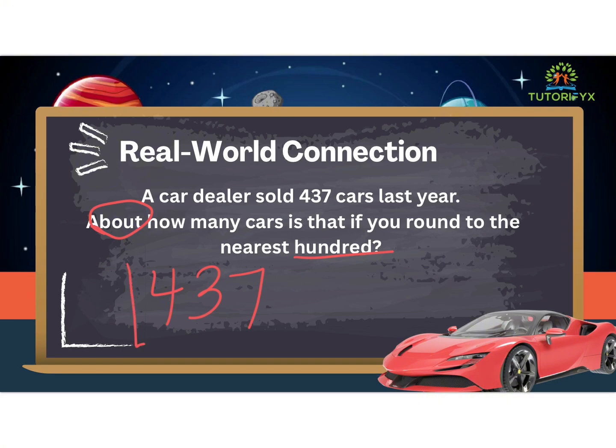So I'm going to block in that hundreds place. Put an arrow to my neighbor. Say, hey, neighbor, are you 5 or more or 4 or less? Oh, that 3 is definitely 4 or less. So that number 4 is going to stay the same. Everything else behind it turns into a 0. Ooh, chef's kiss. Beautiful job.